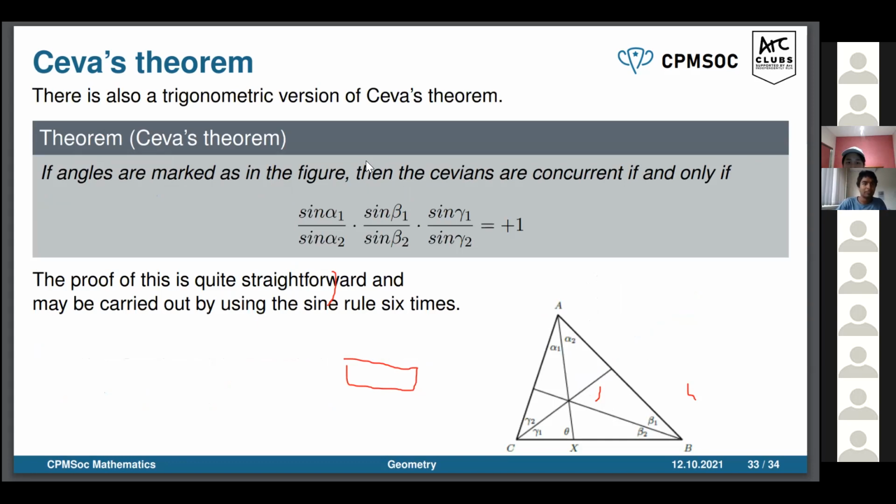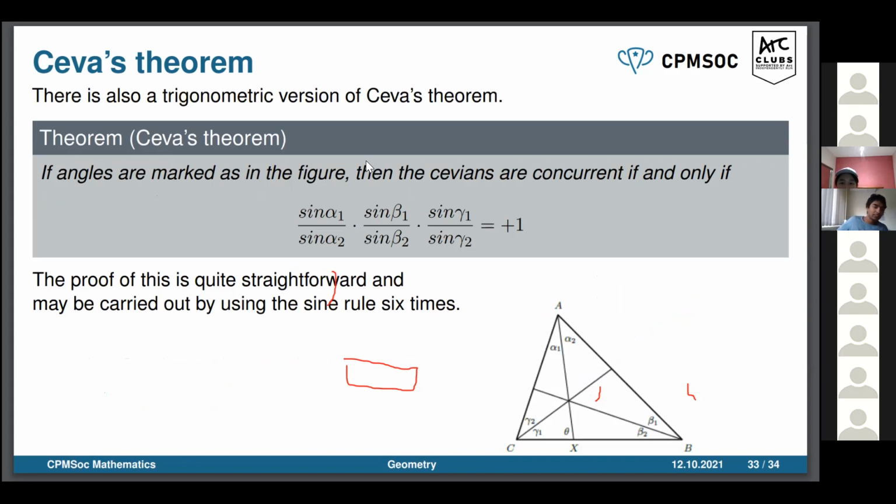This is the trigonometric version of Ceva's theorem. So before we had ratios of side lengths, and now there's a second way using trigonometry, which is a condition for these three lines to be concurrent. And we have the angles alpha 1, alpha 2, beta 1, beta 2, and gamma 1, gamma 2. If the ratios of the sines of them all multiply to 1, it turns out that's also a condition to check if the cevians are concurrent.